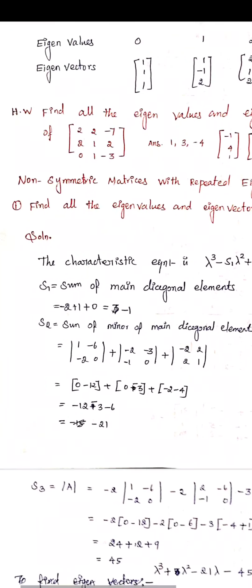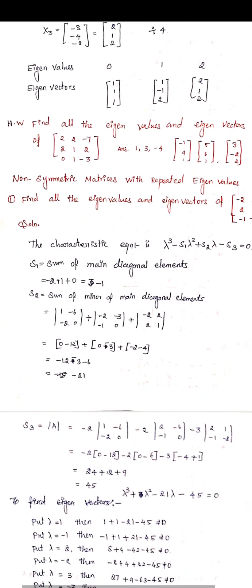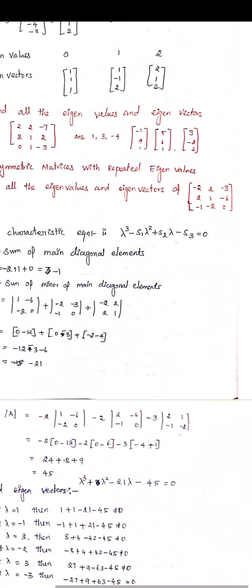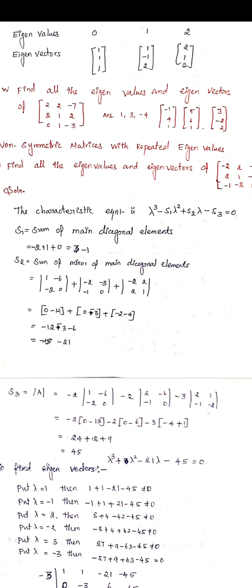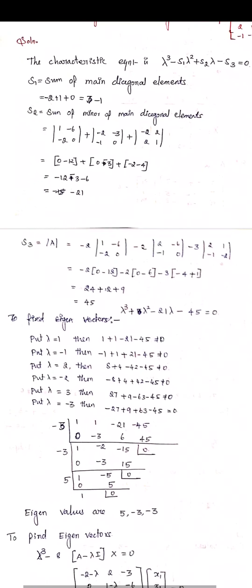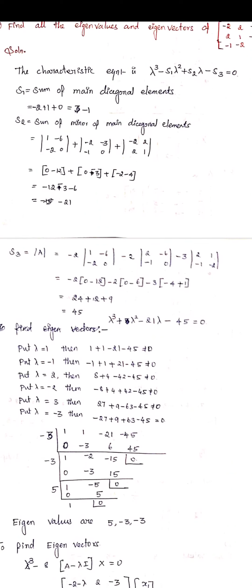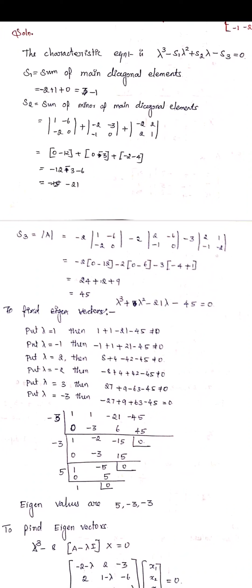Next, we will discuss the topic of non-symmetric matrices with repeated eigenvalues. First, find all the eigenvalues and eigenvectors of this matrix. We have to find the characteristic equation lambda cube minus S1 lambda square plus S2 lambda minus S3 equal to 0. S1 is the sum of the main diagonal elements, S2 is the sum of the minors of the main diagonal elements, and S3 is the determinant of A. Substituting S1, S2, S3 in the characteristic equation, we get lambda cube plus lambda square minus 21 lambda minus 45 equal to 0. This is a third order equation.